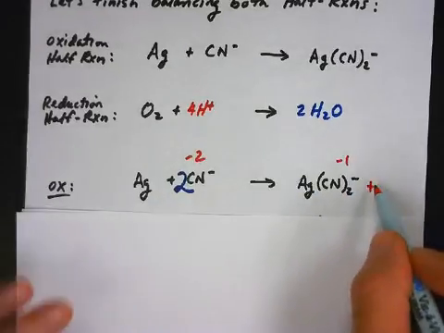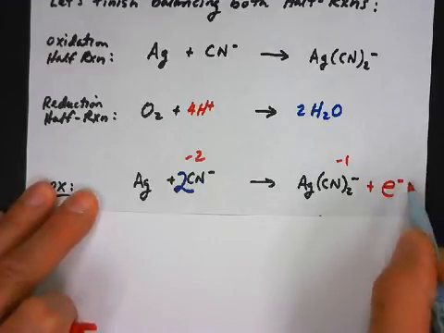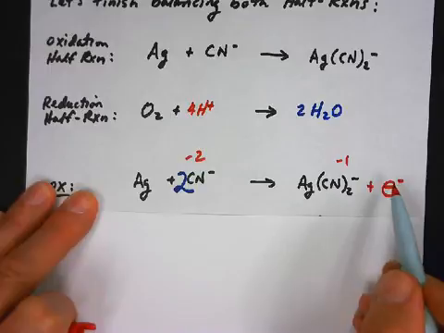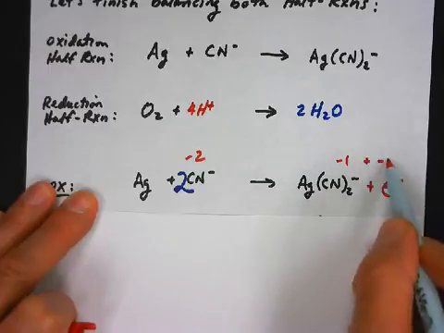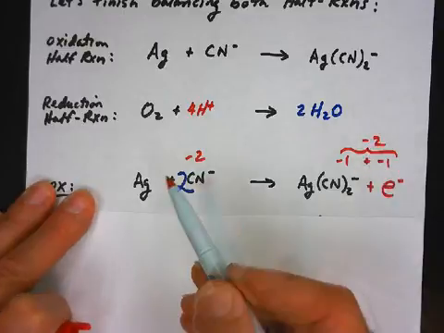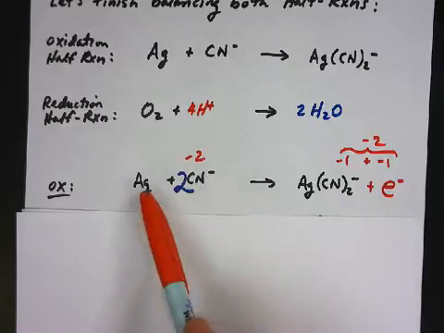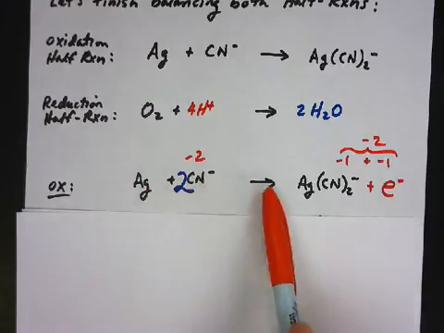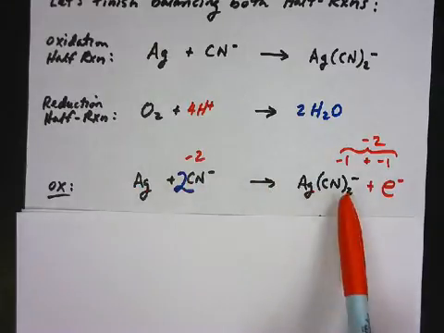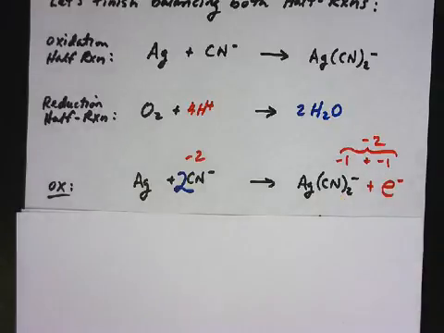So if we add 1 more electron on the right hand side, electron, remember, has a charge of -1, that's going to add another -1 on the right and give us a -2, just like we have on the left. So we have 1 silver, 2 cyanides yield silver cyanide and an electron.